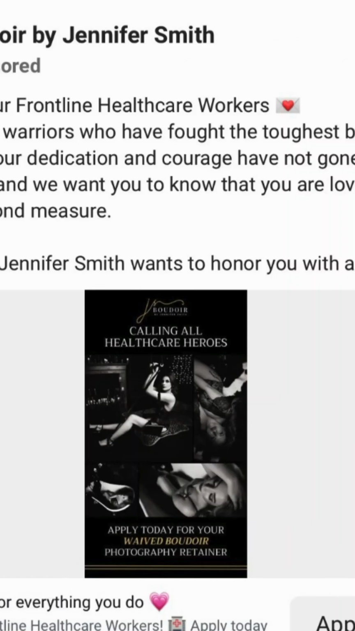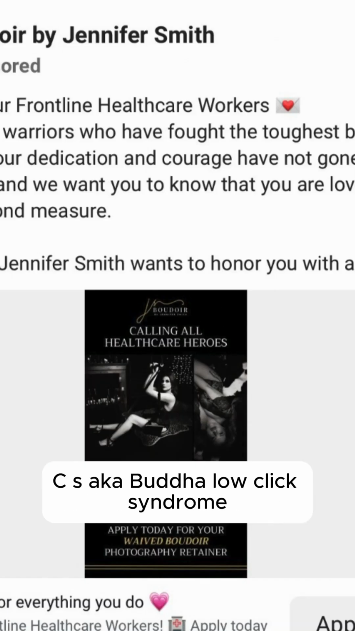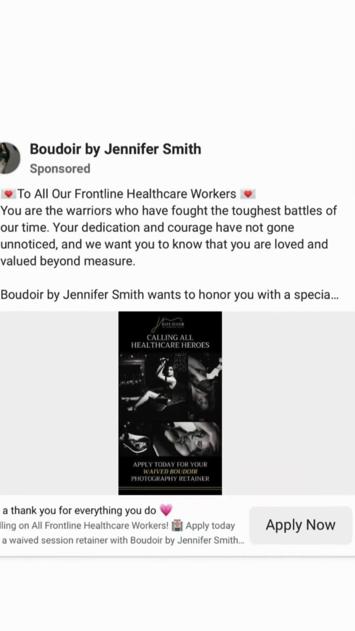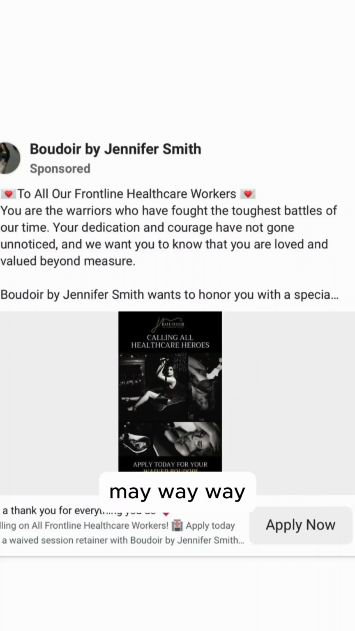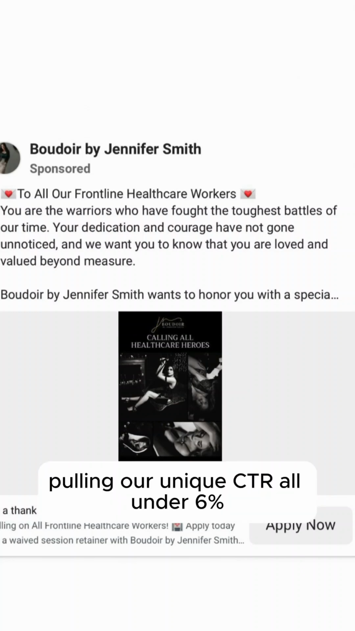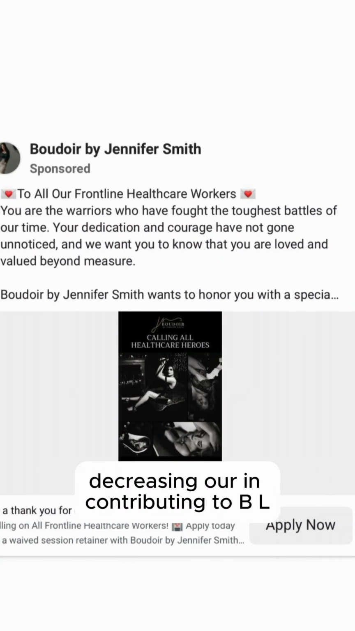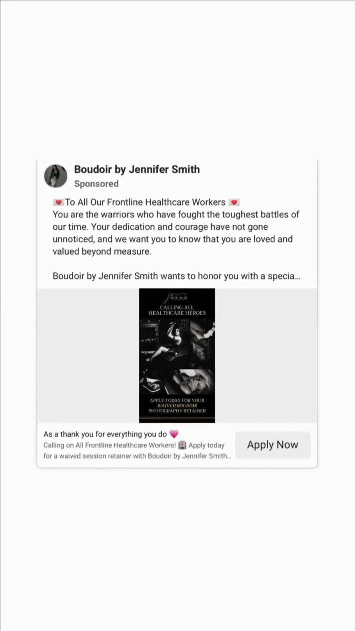Well, but basically every Boudoir Facebook ad I've seen has had BLCS, aka Boudoir low click syndrome. So the consequence of making this mistake is way more women scrolling by our Boudoir Facebook ad than necessary, pulling our unique CTR all under 6%, decreasing or contributing to BLCS, aka Boudoir low click syndrome.